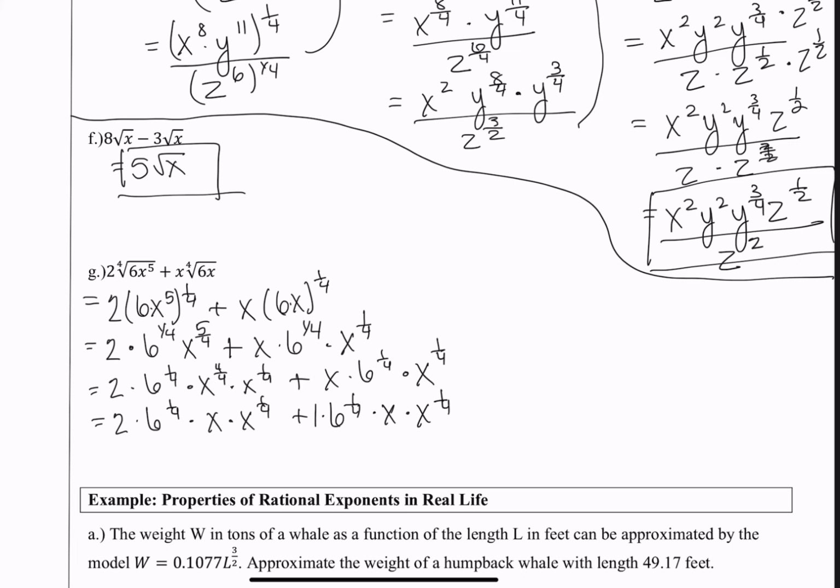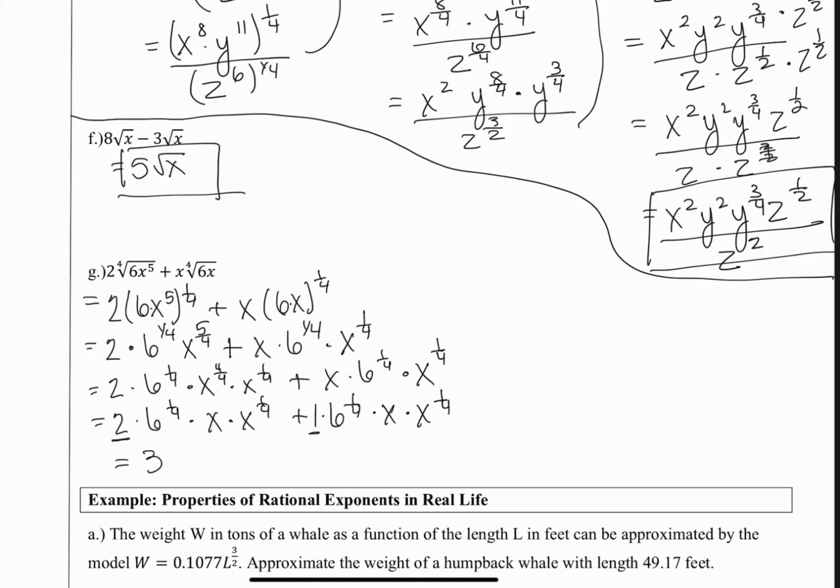So do you guys notice anything now? It looks to me like both terms have a 6 to the 1/4, both terms have an x to the first, and both terms have an x to the 1/4. So now they are like terms, and I'm going to combine them by looking at the coefficients. I'm just going to add that 2 and that 1, and that's going to give me 3.